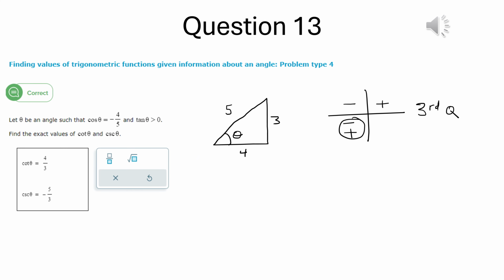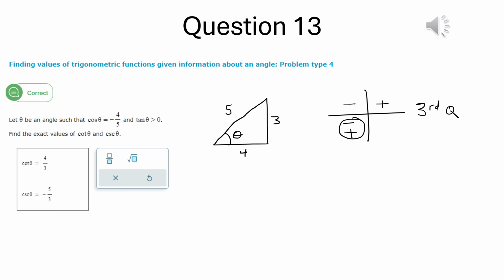Okay, in this question, we are given the cosine. So I suppose a hypothetical triangle. The hypotenuse is 5 and the adjacent is 4. It doesn't matter the direction, it doesn't matter the negative. And also tangent is positive, cosine is negative, which lies in the second quadrant and the third quadrant. And tangent is positive in the first quadrant and the third quadrant. Therefore, the conclusion is our angle theta lies in the third quadrant.